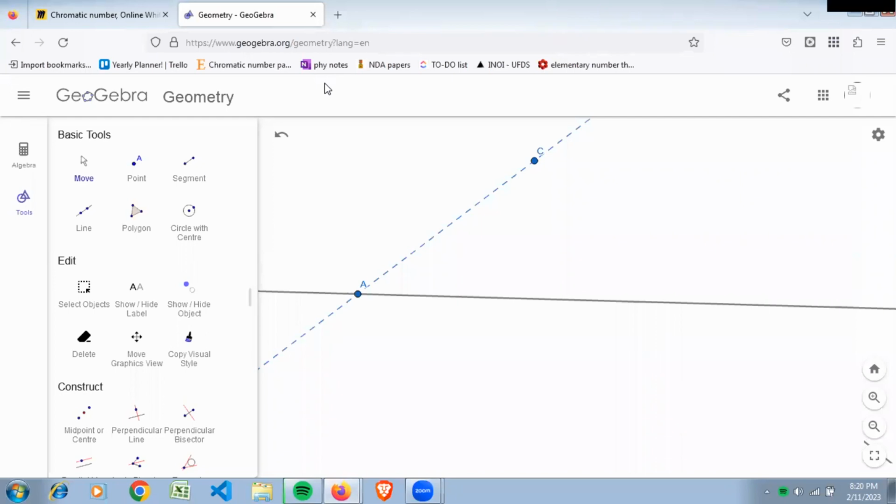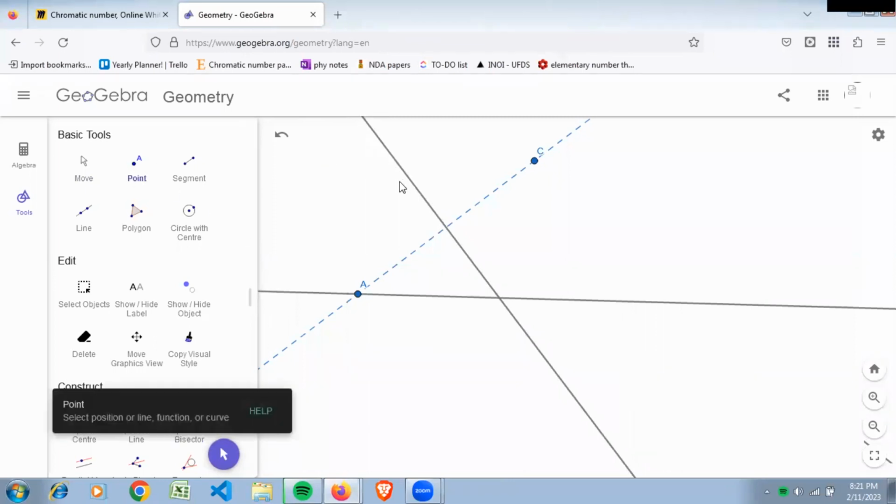Okay, so we can draw a line perpendicular to AC through CE. Oh, we cannot. We do not have the line AC. Oh, we don't, but we can draw the perpendicular bisector of AC, right? Yeah, we can draw the perpendicular bisector. And then draw the perpendicular bisector of any other point.